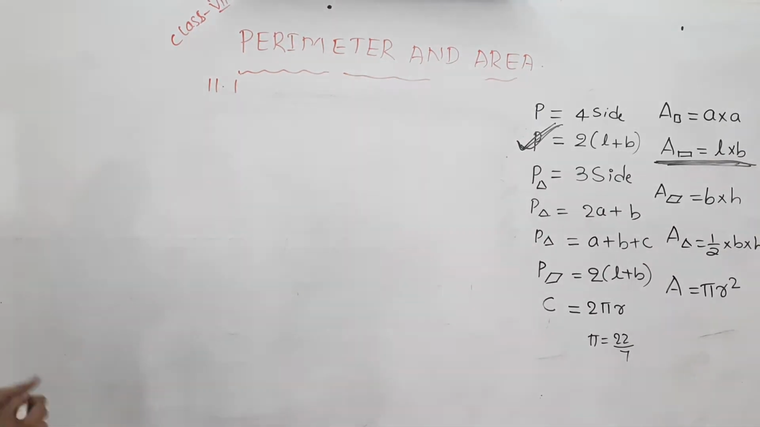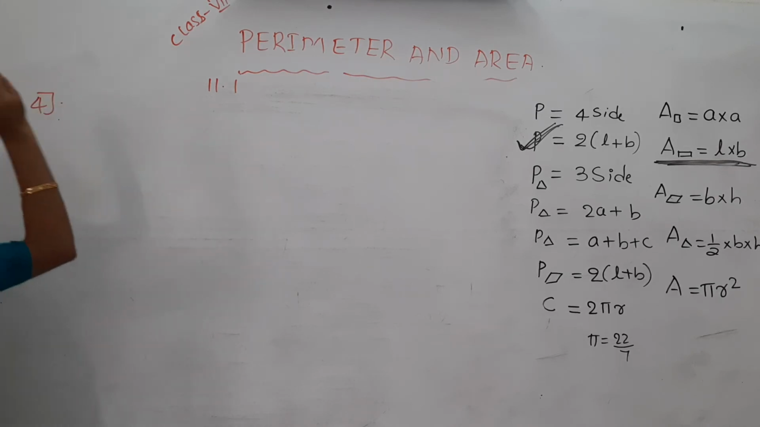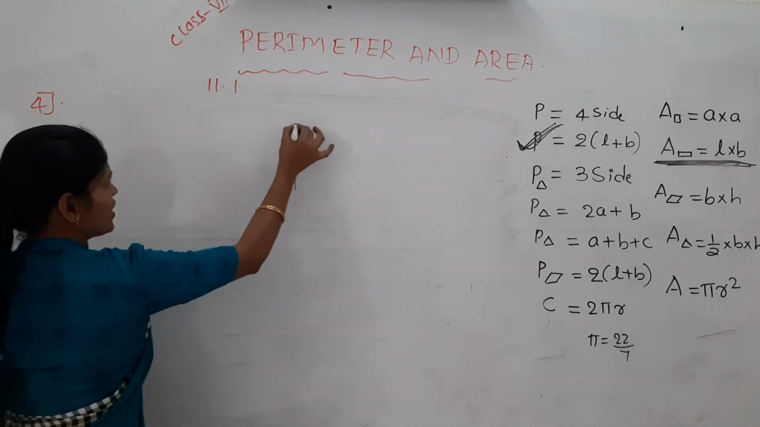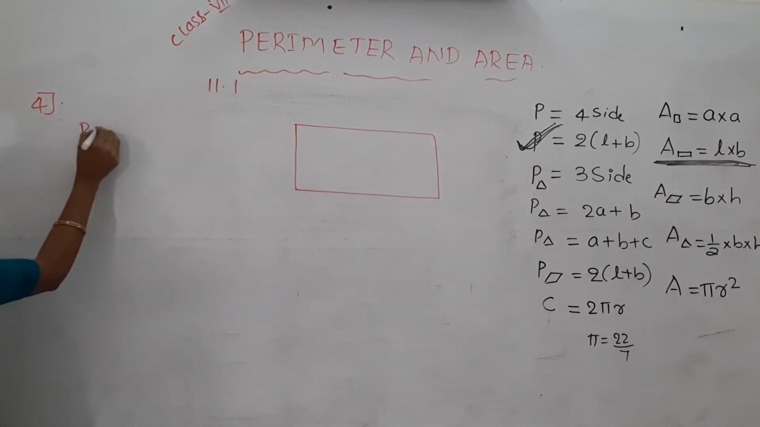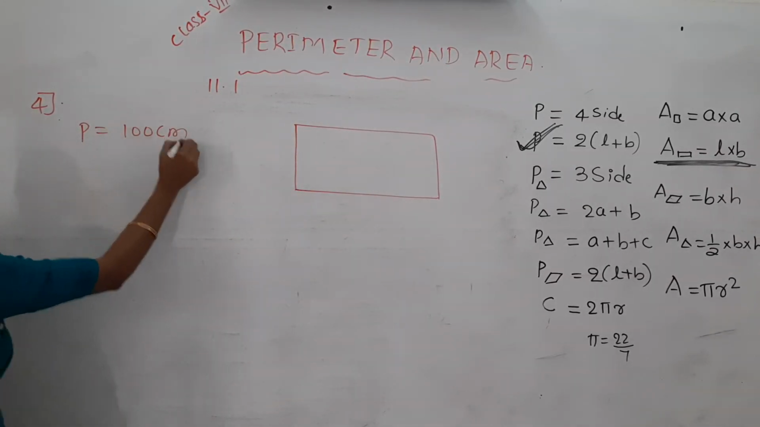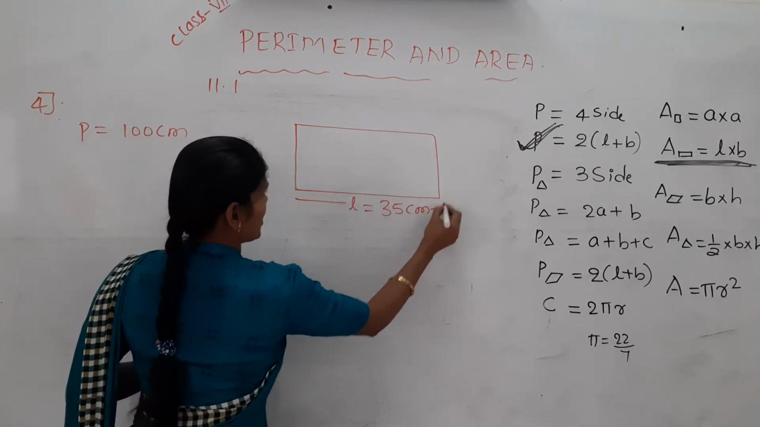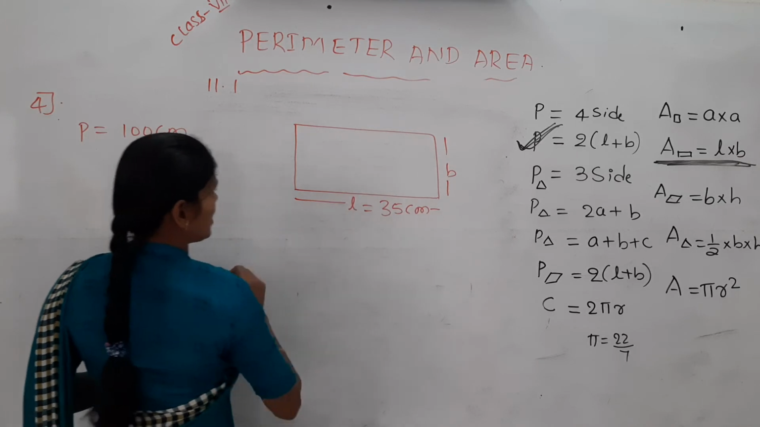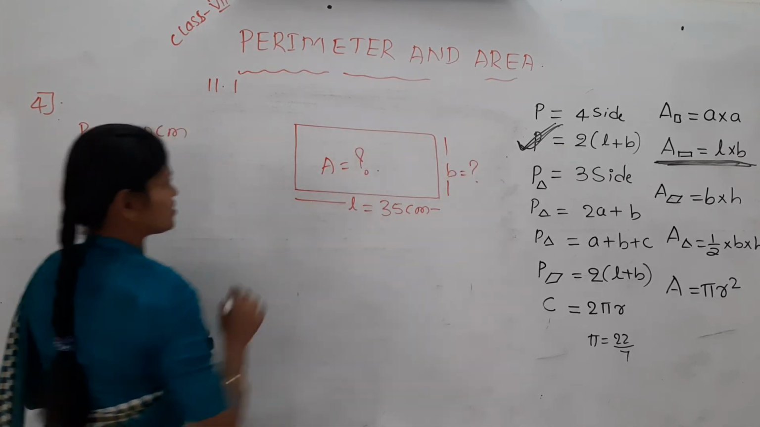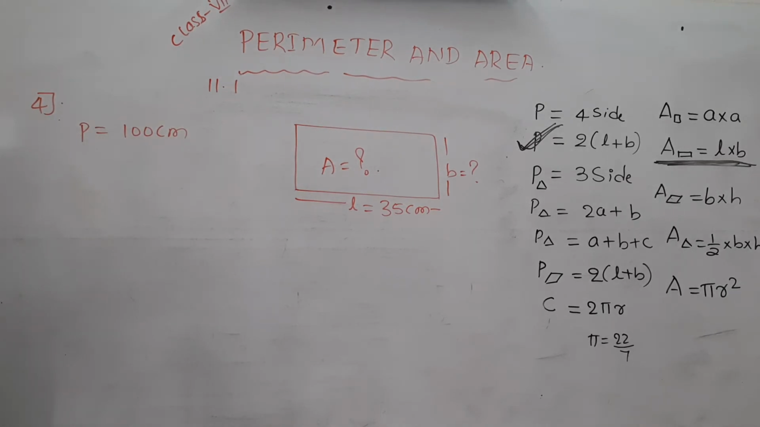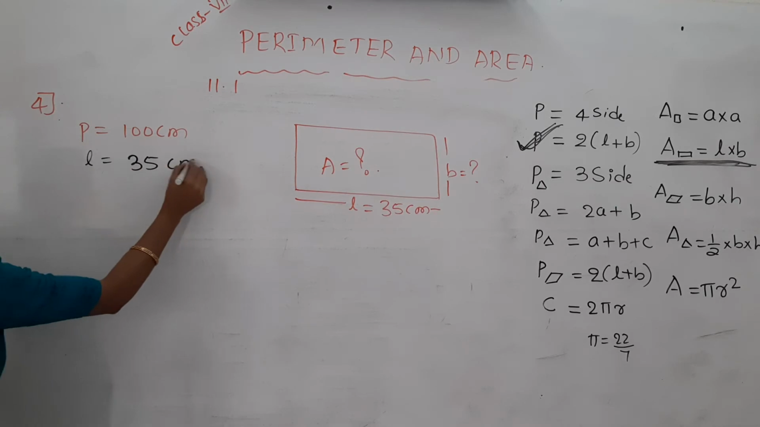The perimeter of a rectangular sheet is 100 centimeter and the length is 35 centimeter. We have to find the breadth of the rectangle, and also the area of the rectangle. So here the length is given, 35 centimeter.